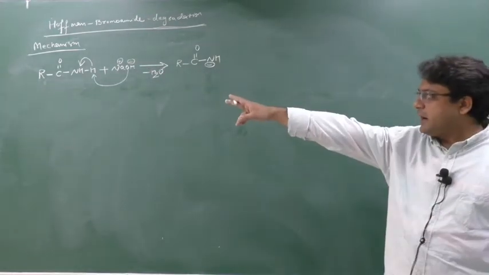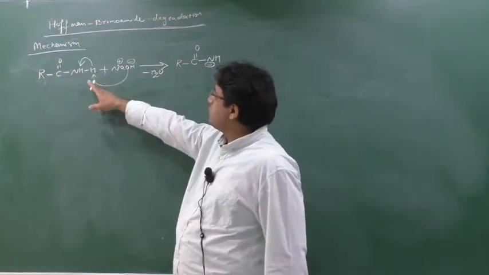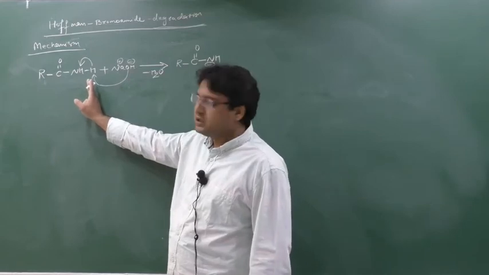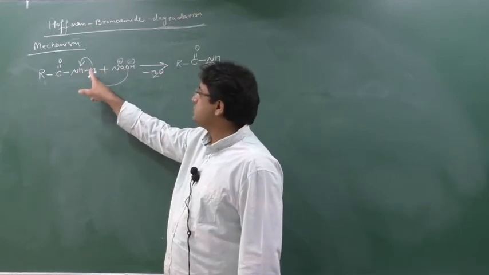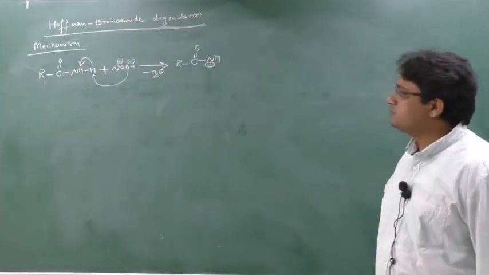First I am taking the amide, RC double bond O NH2. In that, one H is an acidic hydrogen. So here NaOH will come. This OH minus will attack this acidic hydrogen. This hydrogen will release as H plus, leaving a minus charge. So a minus charge will come.